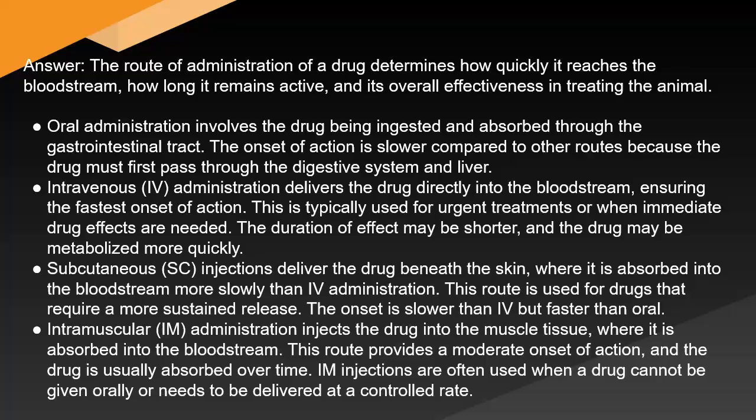Subcutaneous (SC) injections deliver the drug beneath the skin, where it is absorbed into the bloodstream more slowly than IV administration. This route is used for drugs that require a more sustained release. The onset is slower than IV, but faster than oral. Intramuscular administration injects the drug into the muscle tissue, where it is absorbed into the bloodstream. This route provides a moderate onset of action, and the drug is usually absorbed over time. IM injections are often used when a drug cannot be given orally or needs to be delivered at a controlled rate.